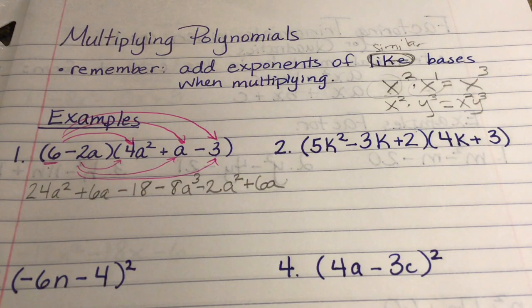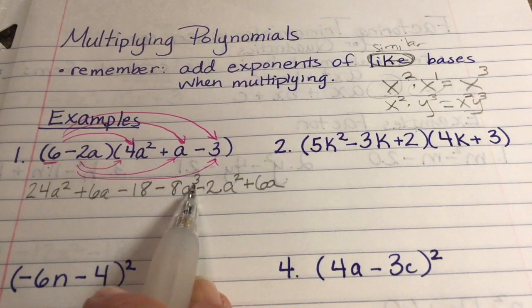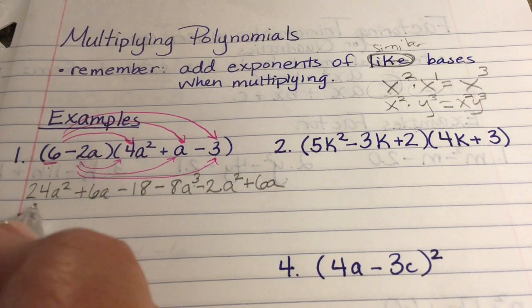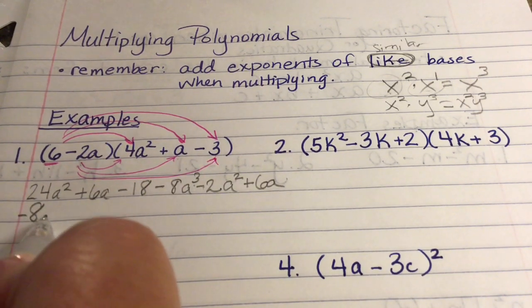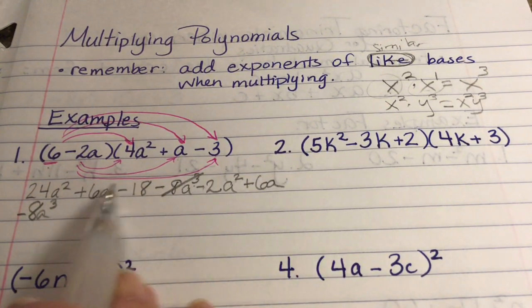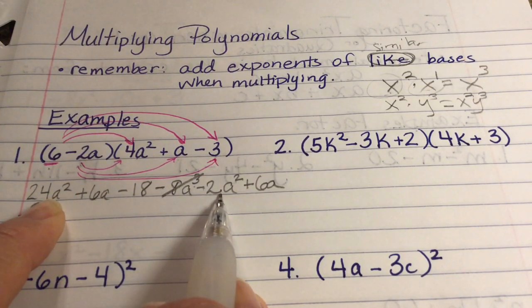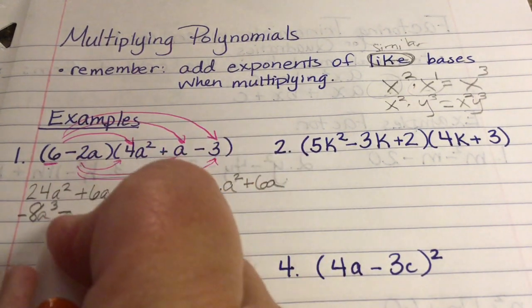Now, when I'm putting my answer down, I want to make sure to put my answer in descending order, which means to put the largest exponent first. So as I look at this, my largest exponent is to the third power. My degree is 3. And I would put that first. I don't have any other a to the thirds, so I have negative 8a to the third, and that's gone. Now I would look for to the second power next. I have 24a to the second power minus 2a to the second power, so that would be 22a to the second power when I combine.